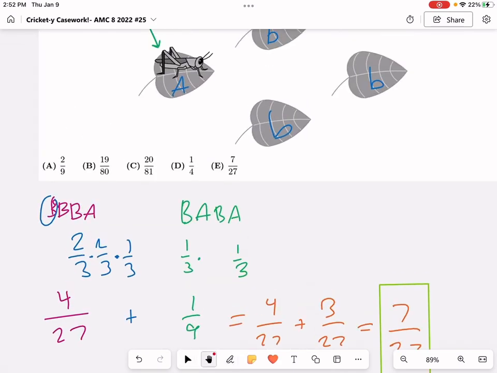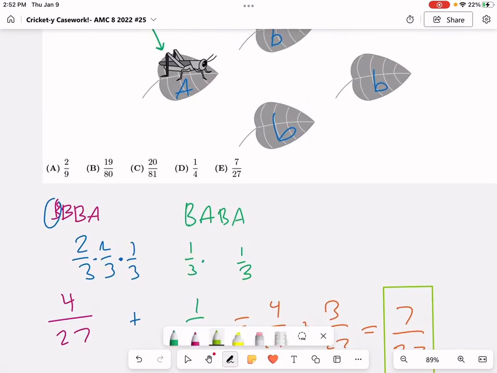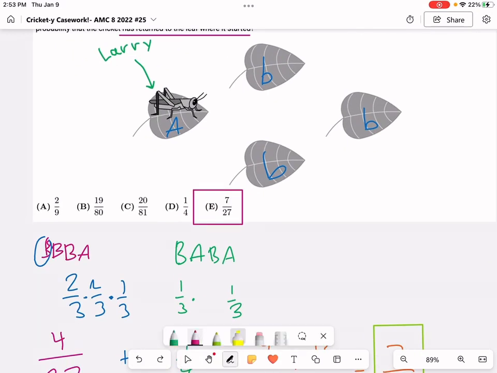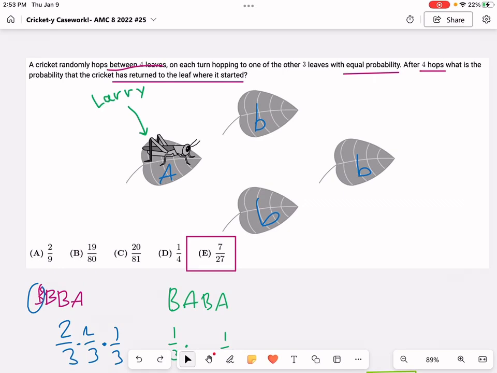So, just like that, we got answer choice E as our final solution. This problem was all about realizing that we can label these 3 leaves as just B. And this is the concept of simplifying casework. So then we just get 2 fairly simple cases, and from there, it's pretty simple. We just need to add the probabilities to get the total probability.